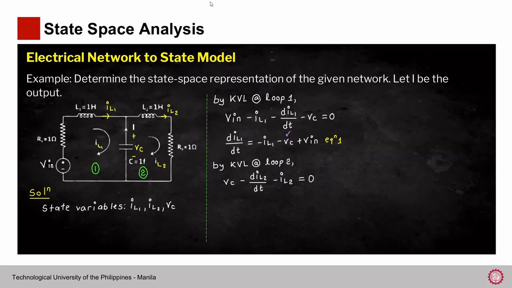So lilipat lang natin, guys, yung dIL2 kasi yun yung kailangan natin. Remember, di ba? What we need is the derivative of the state variable. So this is nothing but dIL2 upon dt. This is equal, pag nilipat natin siya, to negative IL2 plus VC. And this is equation number 2.